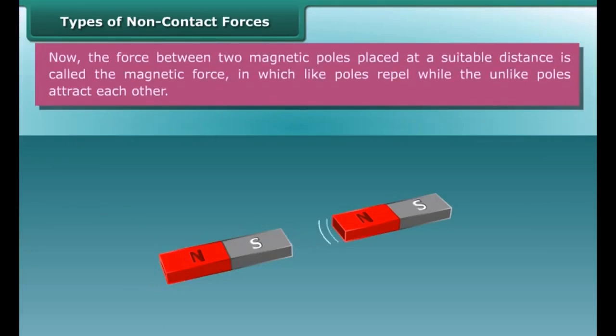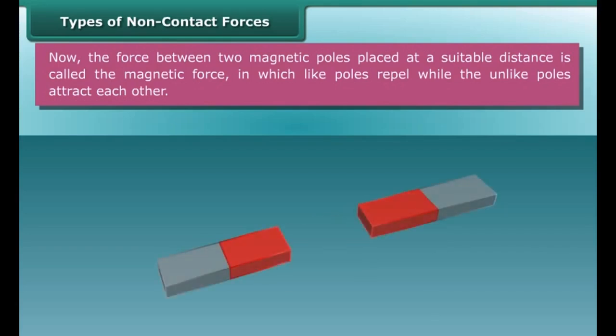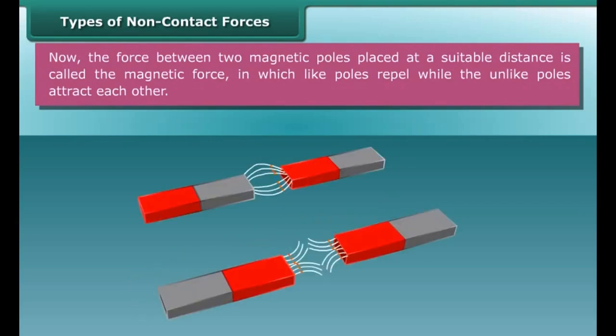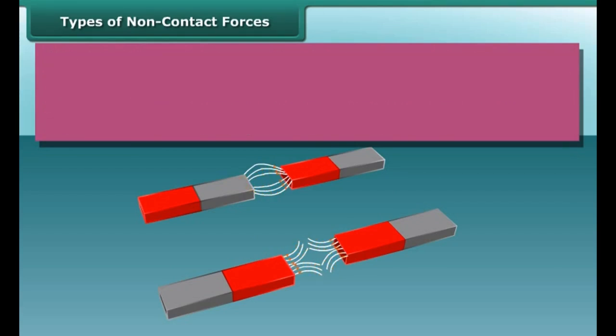Now, the force between two magnetic poles placed at a suitable distance is called the magnetic force, in which like poles repel while unlike poles attract each other. A magnet can exert a force on another magnet without being in contact with it. So, the force exerted by a magnet is also an example of non-contact force.